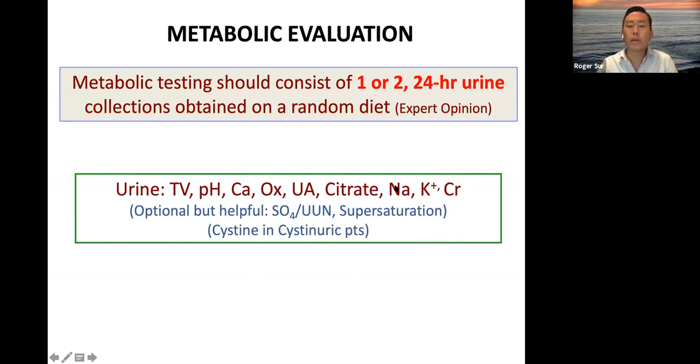Sodium is important because, as we'll see in a little bit here, sodium affects calcium, so it's important to measure the sodium. Potassium is a good one to check because a lot of the medications we give these patients are potassium citrate, so it's a good way to check to make sure they're actually taking their medication if you check the potassium level. And the creatinine is important because it's a measure of an adequate sample collection.